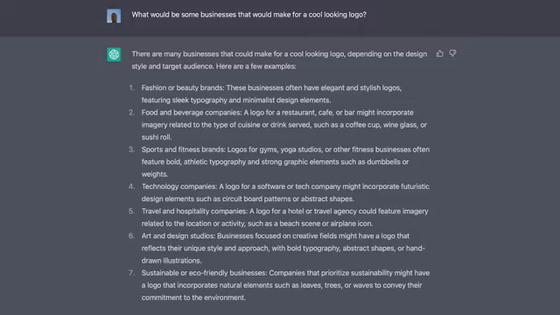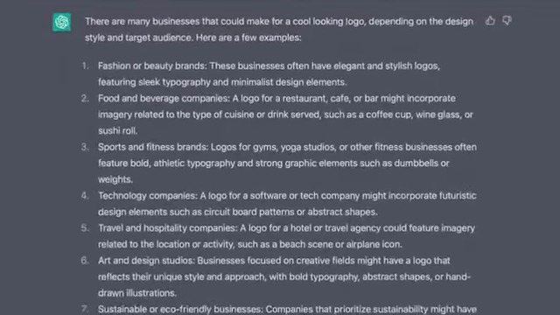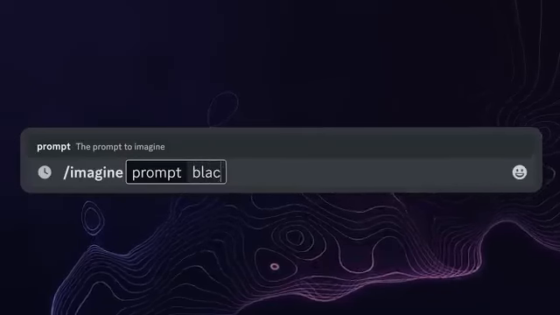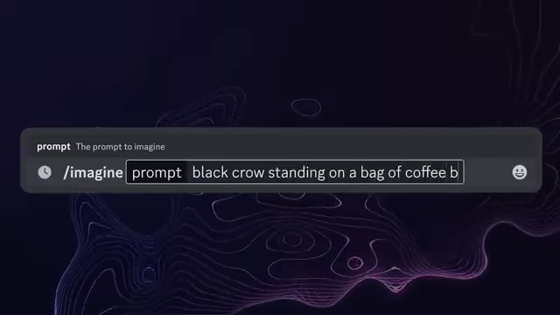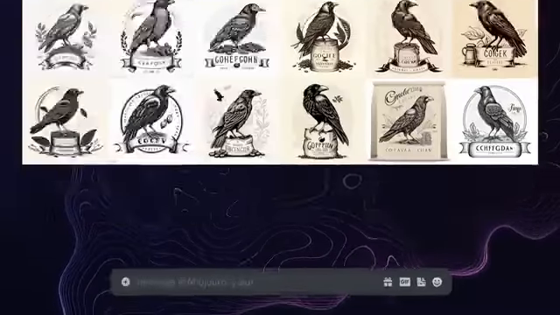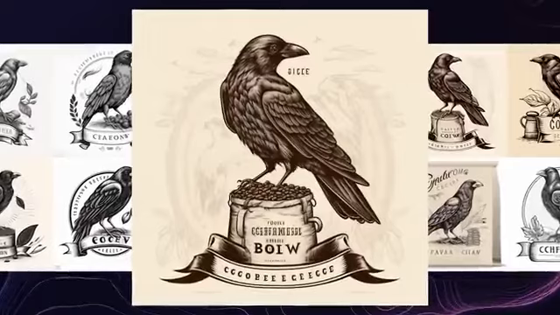I used ChatGPT to come up with a list of some businesses that I could make cool logos for, and here's what it came up with. Now I went back to Midjourney and input my own prompt, which was for a black crow standing upon a bag of coffee beans, and honestly, I was shocked. I've been using Midjourney for a while now, and it honestly just keeps getting better and better.